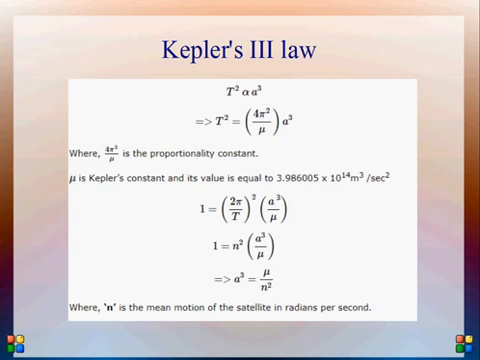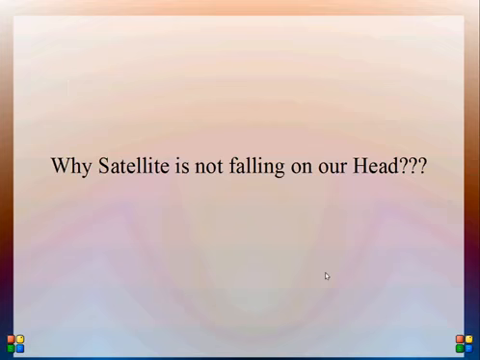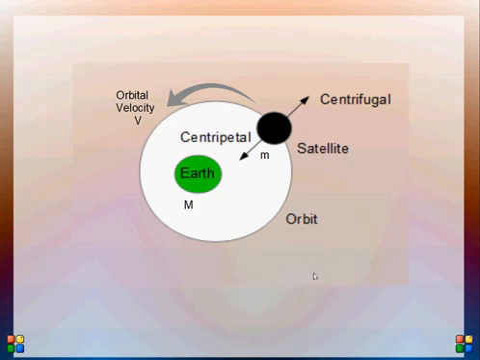why the satellites are not falling on our head, which means how the satellites stay in space. To understand this, we will see this diagram. Here consider Earth with mass capital M and satellite with mass small m. The satellite moves around the Earth in a circular orbit with orbital velocity capital V.